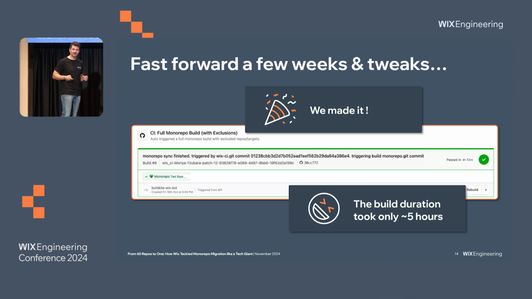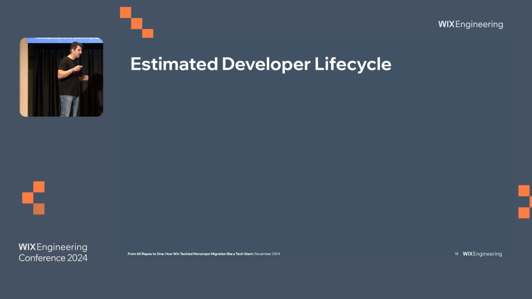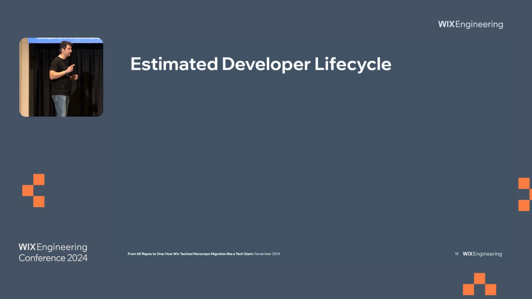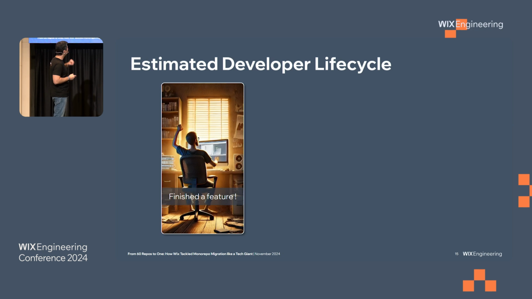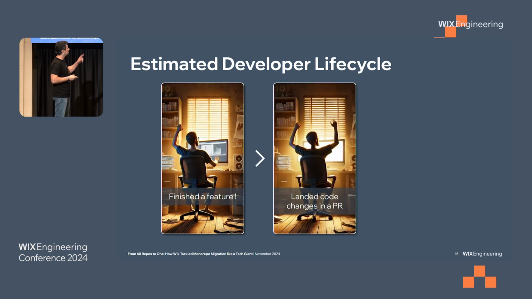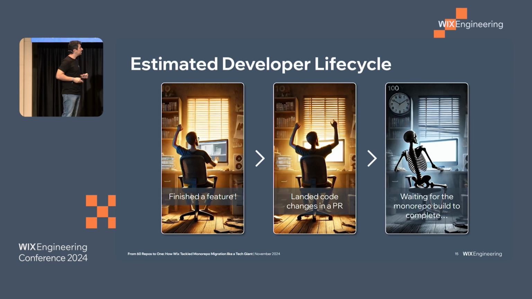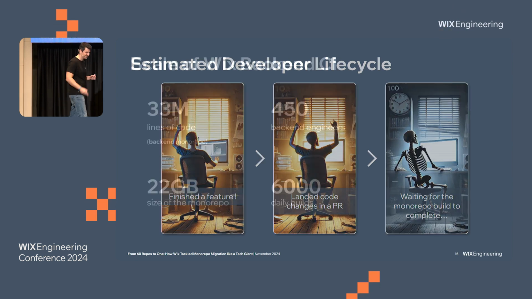So do you think it was a success? The estimated developer lifecycle based on those 5 hours would be finish the feature, then landing the code changes in a PR, and then waiting for the Monorepo build to complete. And we don't want to get there.